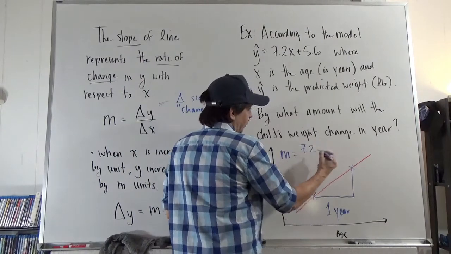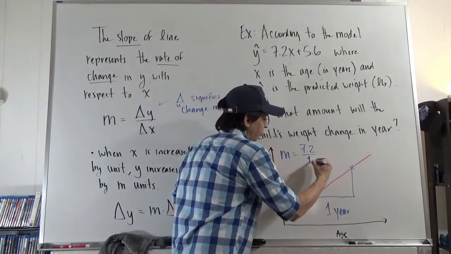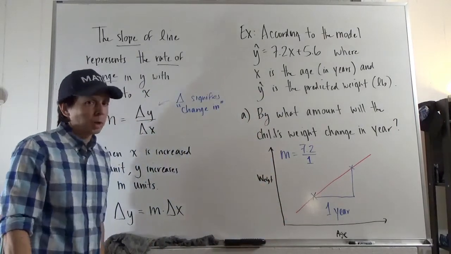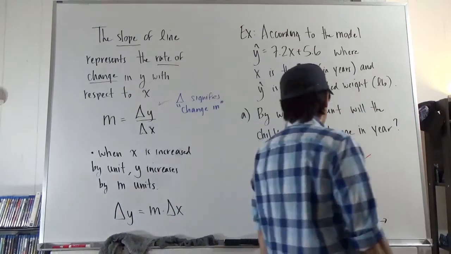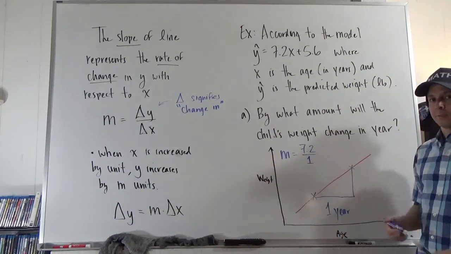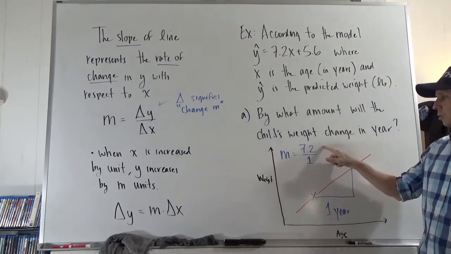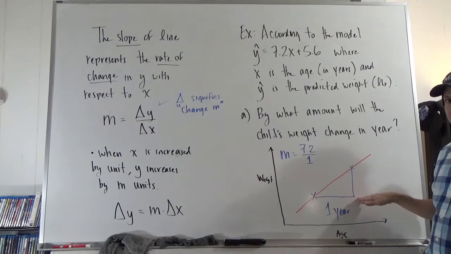I said we weren't going to use rise over run, but I kind of like it, so I'm going to talk about it here. Oftentimes when you put things over 1, think of it as a fraction. So I'm going to put 7.2 over 1. And now I'm going to remind you that slope is interpreted as rise over run. What's the rise? 7.2. What's the run? 1.